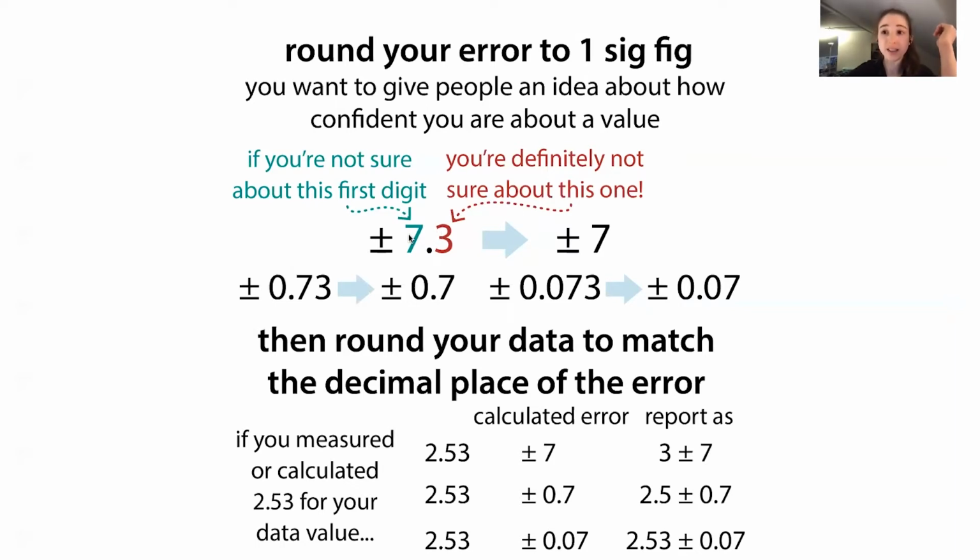And so when you're adding this on to something, the error is what's going to be after the plus or minus sign, and you should only have 1 digit. And the digit of your error should match the digit of your data. So you should be rounding your data to match your error. Because if you say 2.53 plus or minus 7, then what's the point of this 5.3? You're not sure about this number, so you're really, really not sure about this number. So that's why we round it this way.